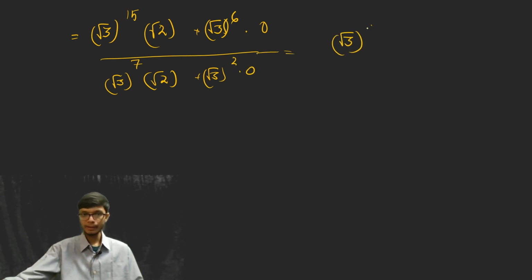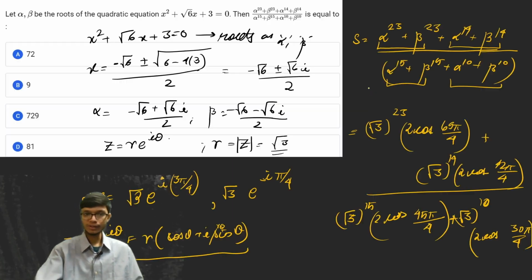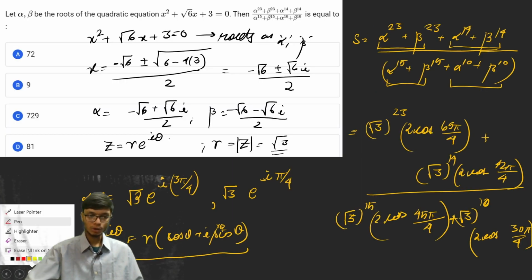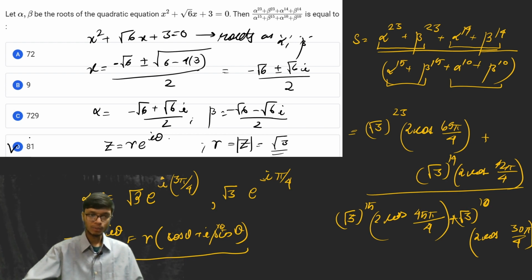This will give you the result as root 3 raised to the power 8, and the root 2 terms get cancelled. So the result will be root 3 to the power 8, and that is 3 to the power 4, which is basically equal to 81. So with this, the right answer to this particular problem is option number D. I hope this particular problem is clear.